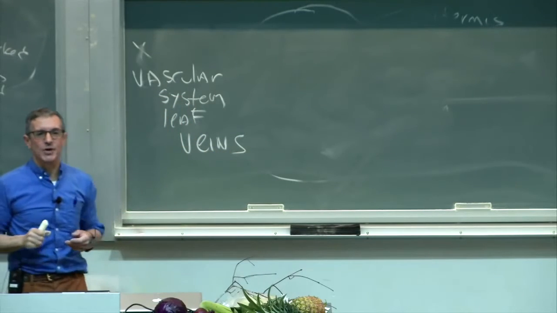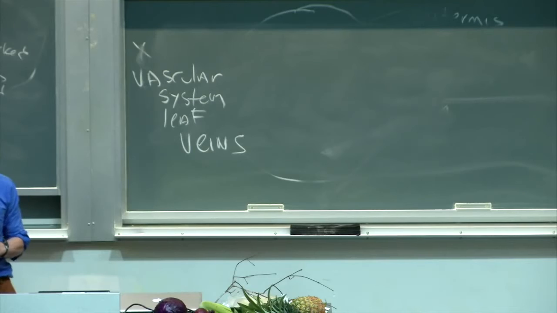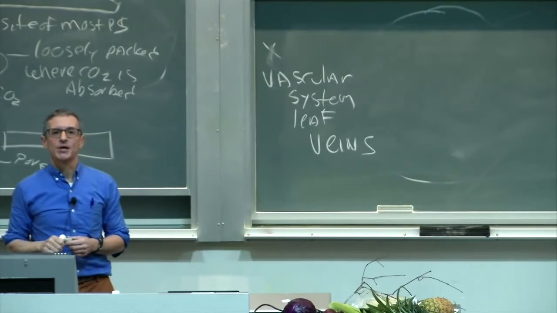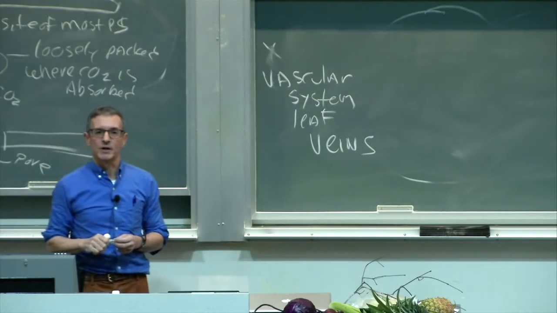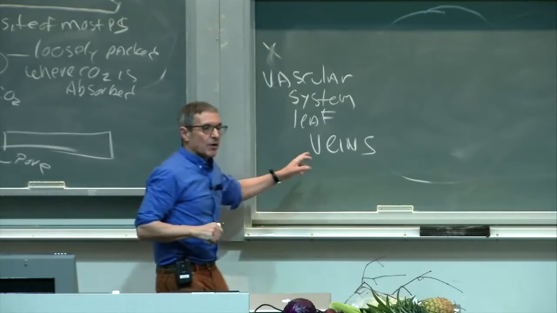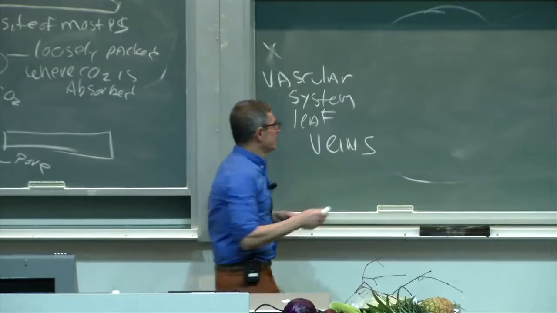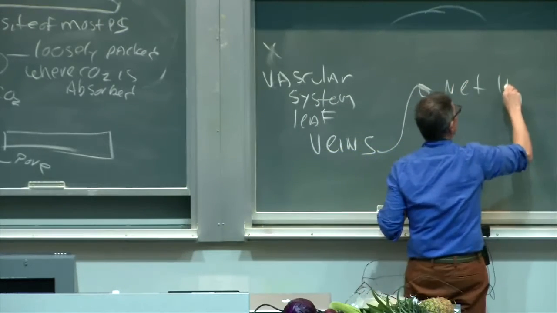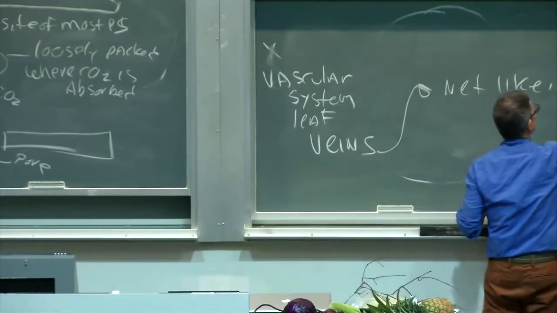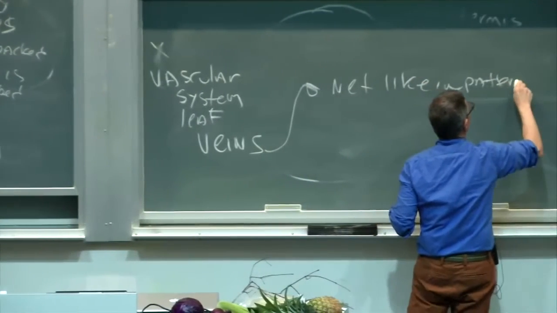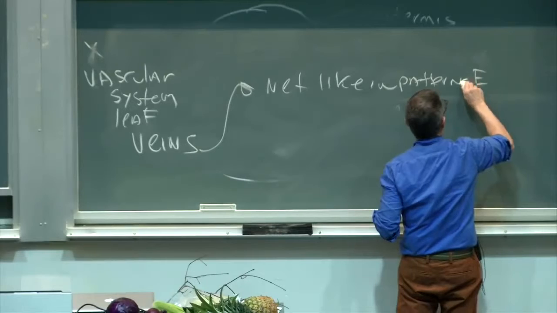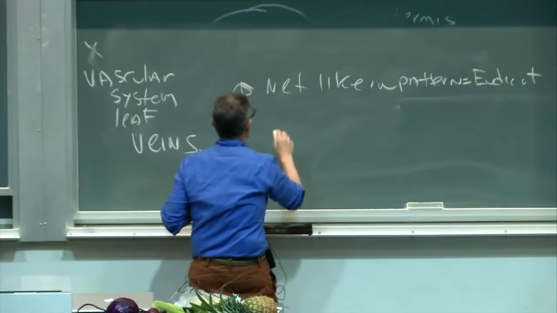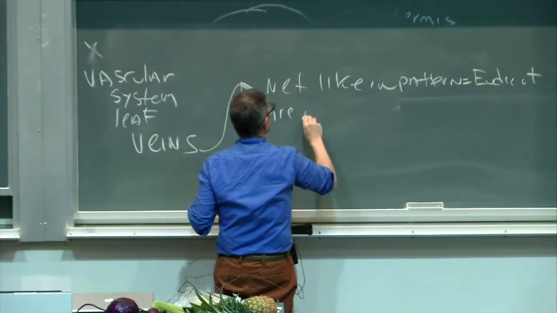Again, going back to the old terminology of the 19th century where people applied the same sort of name to plants as they used for animal cells, which had the same function. Now, in a eudicot, the veins are net-like in their patterning. This is a eudicot. In a monocot, the veins are parallel.